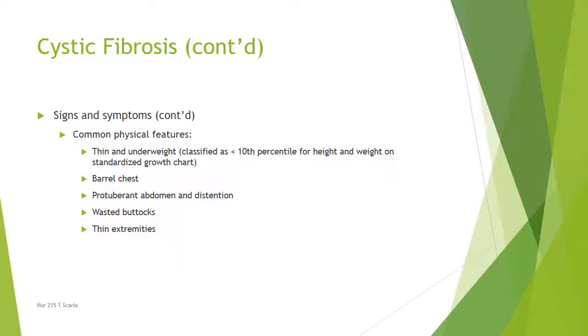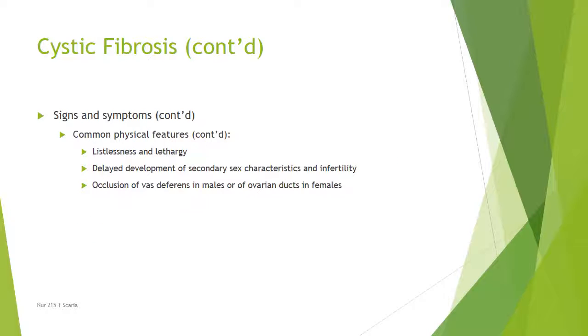The common physical features you will see in cystic fibrosis are thin and underweight, classified as less than 10th percentile for height and weight on a standardized growth chart, barrel chest, protuberant abdomen and distension, wasted buttocks, thin extremities, listlessness and lethargy, delayed development of secondary sex characteristics and infertility, and occlusion of vas deferens in males or of the ovarian ducts in females.